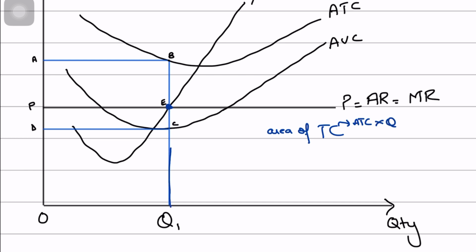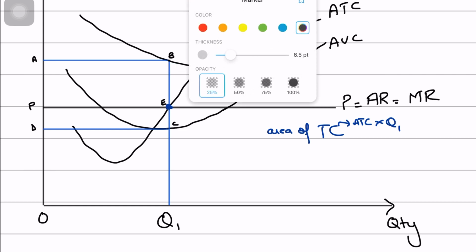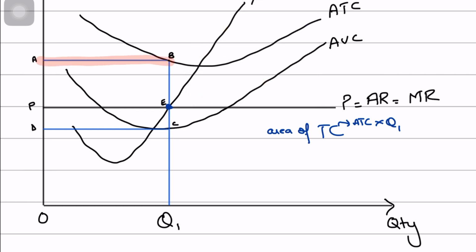So at Q1, the value of my average total cost is A. So OA is my average total cost. If I multiply it by the breadth, which is OQ1, that is this multiplied by this value, I get total cost. Because average total cost times quantity will give me per unit cost times Q1, the quantity will give me what? It will give me total cost. So this entire bigger box, ABOQ1, is representing total cost.